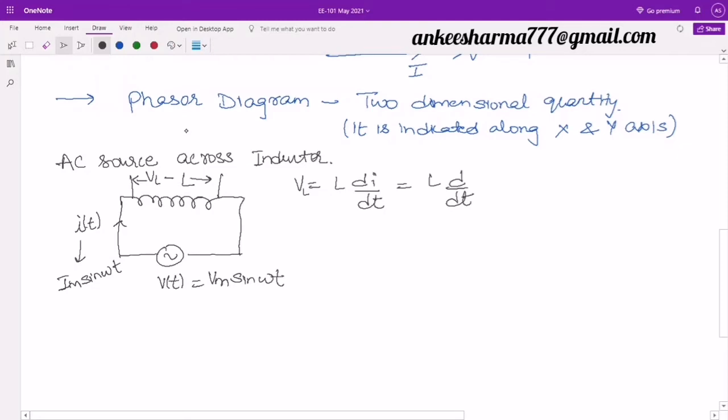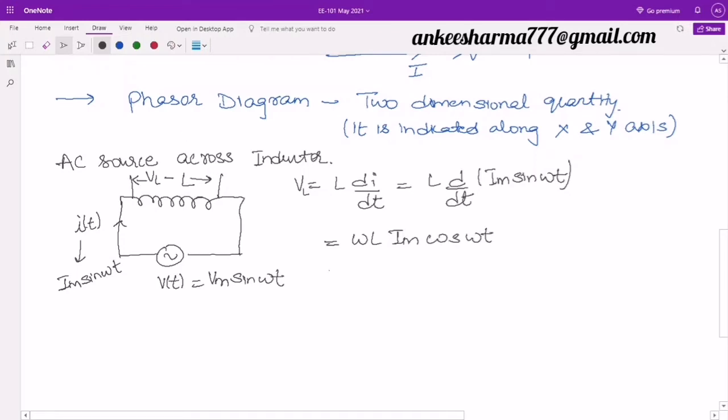What is I of t over here? It is Im sine omega t. So I will write here Im sine omega t. Now if I solve it, I will get the derivative of Im sine omega t, which will be equal to omega L Im. Sine omega t will be shifted by 90 degrees, so I will write simply cos omega t.